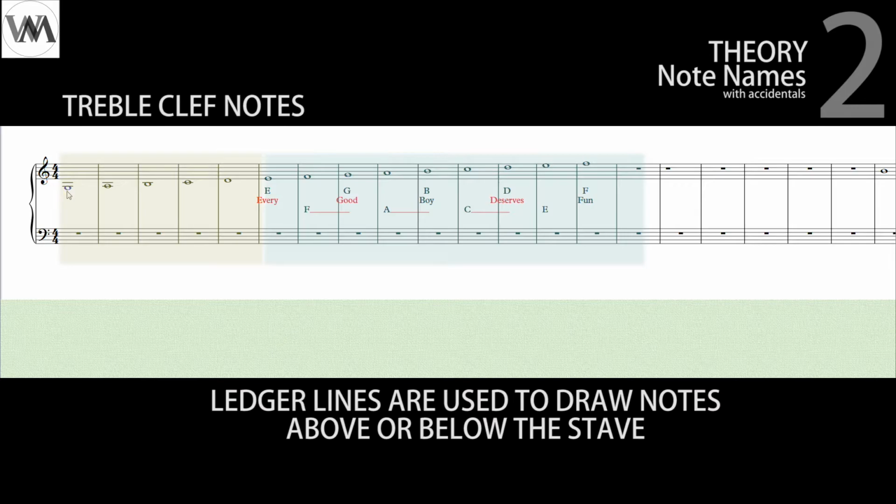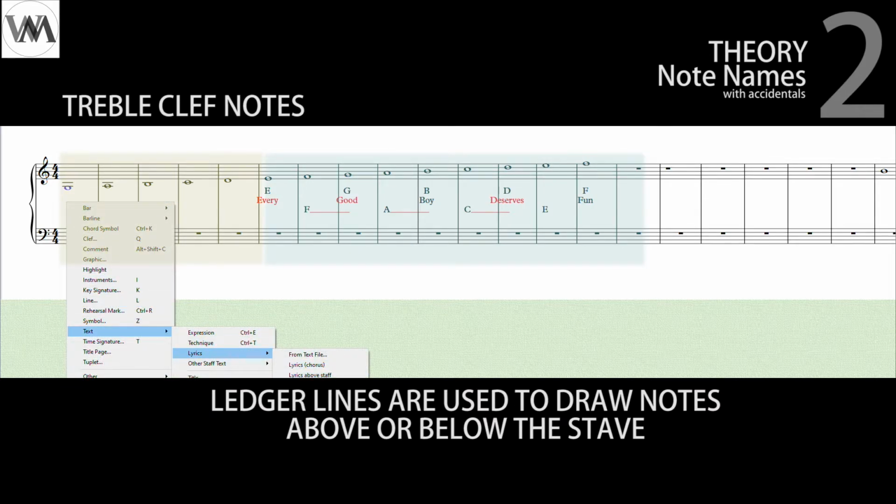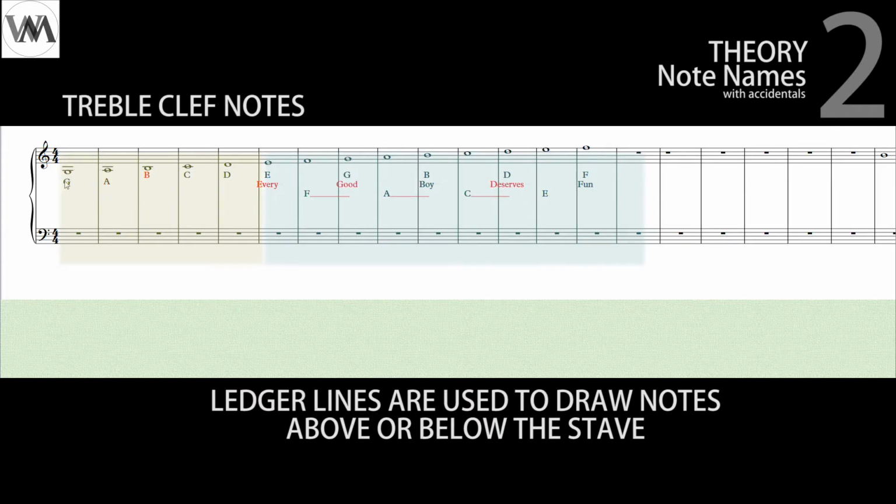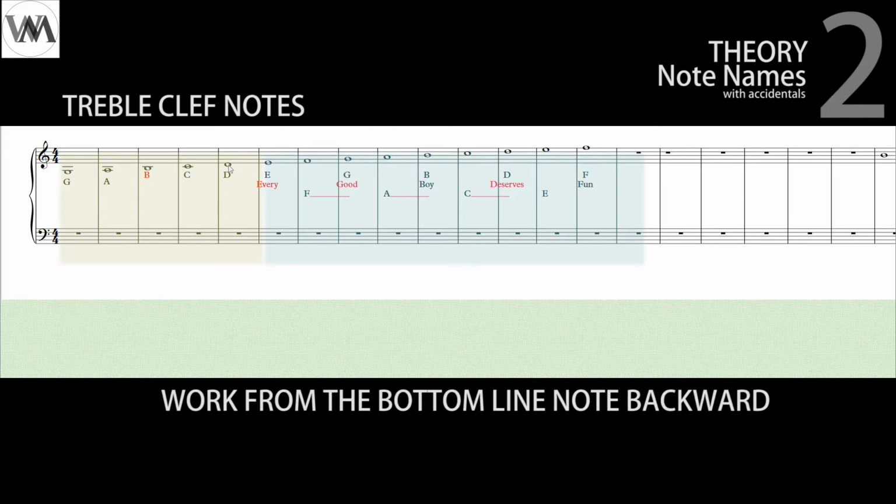So then for these notes here, we're going to have G followed by A, B, C, and D. There we go. So we have G, A, B, C, and D. And these notes are the easiest to remember. If we remember that the bottom line note is E, we can easily count backwards.